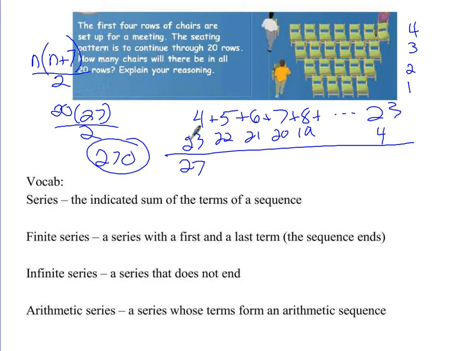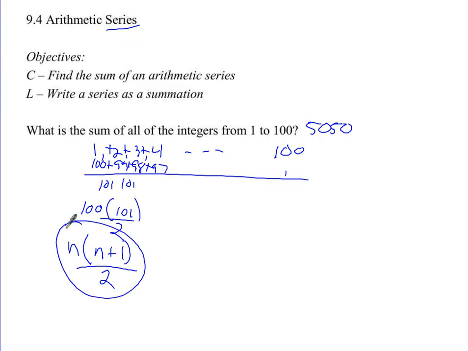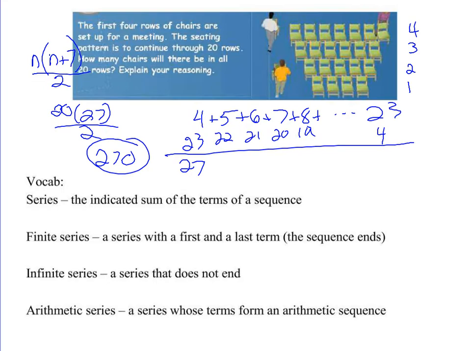It's a really powerful thing to be able to do that, and then look at that, and then say, oh, well, I could just turn this into that, based on what I know from what happened with this. Okay? So go back over here, and there's your answer, 270 chairs.